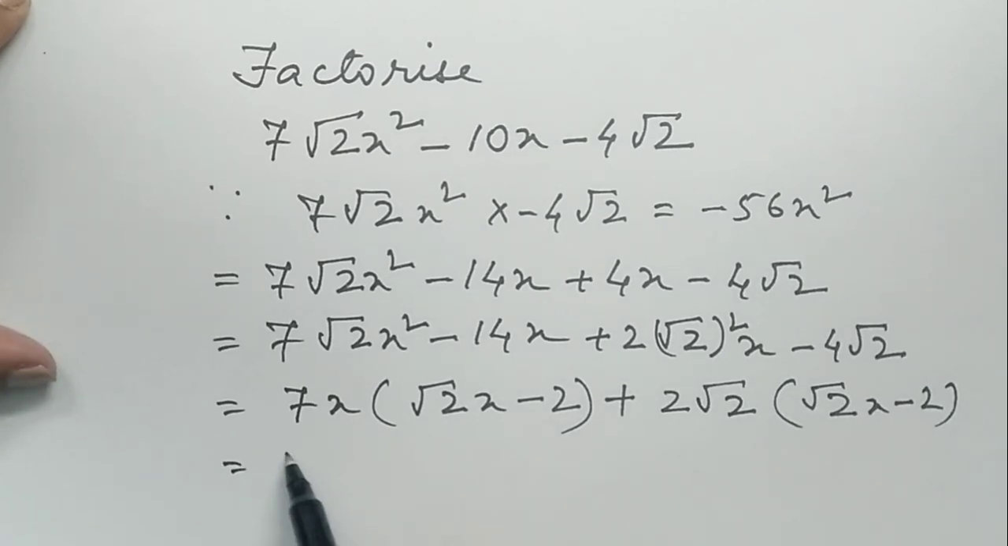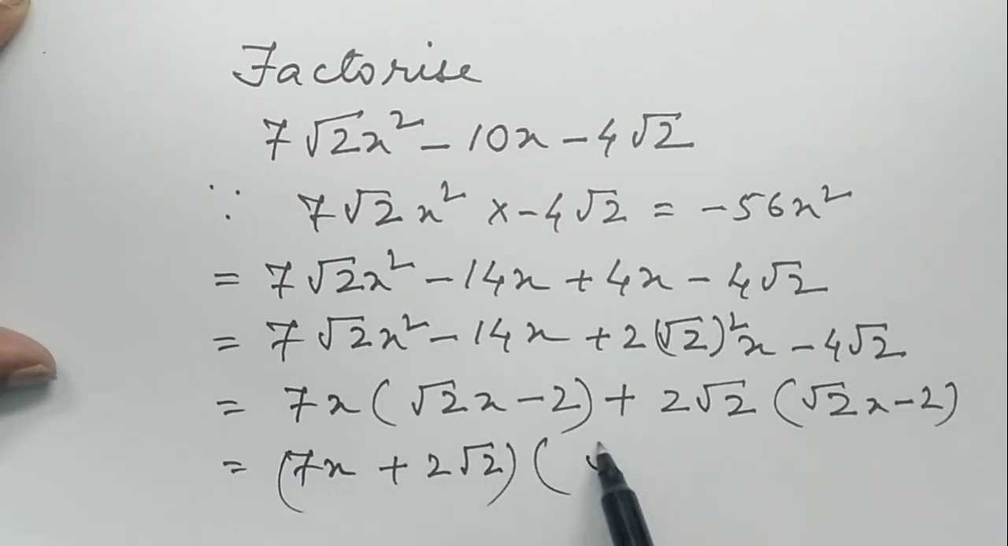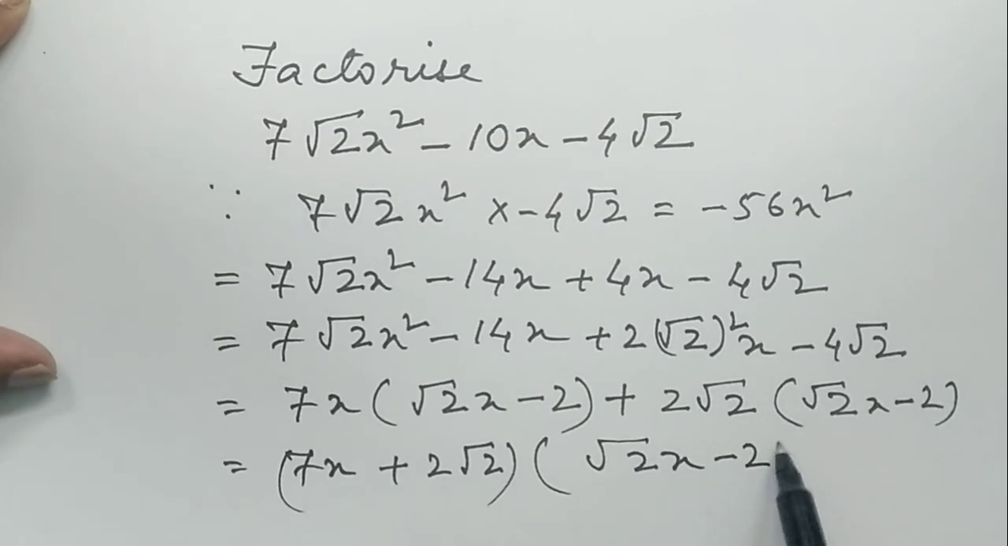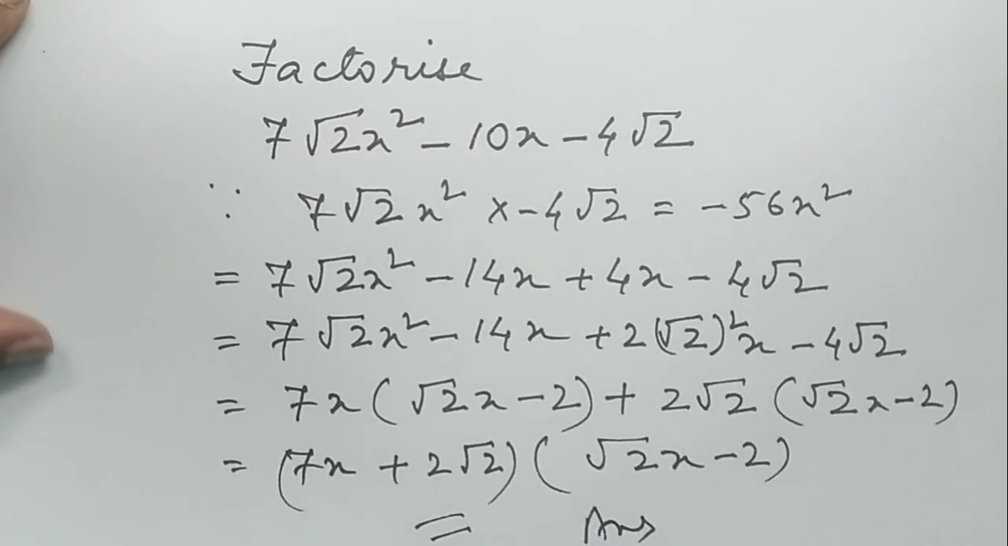So our answer is almost there, 7x plus 2 root 2. This is my first factor. The second factor is root 2x minus 2. Children, so this is our answer. I hope you have understood.